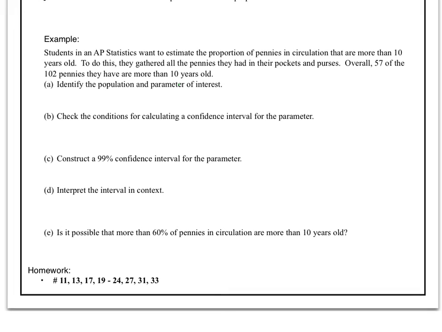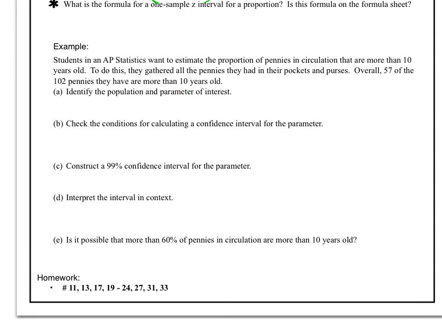Okay, so if I look at this example, it says students in an AP statistics class want to estimate the proportion of pennies in circulation that are more than 10 years old. To do this, they gathered all the pennies they had in their pockets or purses, and overall 57 of the 102 pennies they have are more than 10 years old. So identify the population. Well, not the proportion of pennies. The proportion would be our parameter. It's going to be the pennies in circulation as our population.